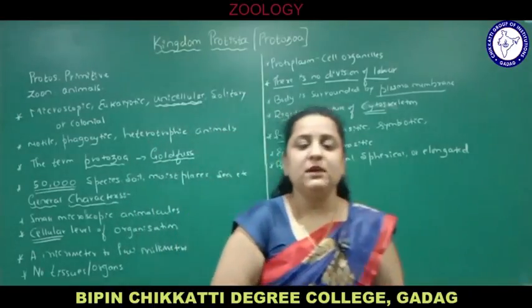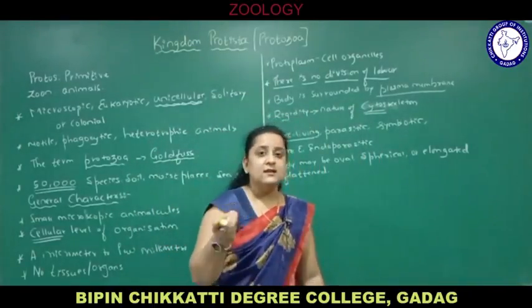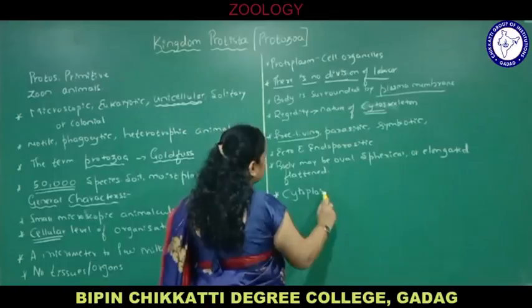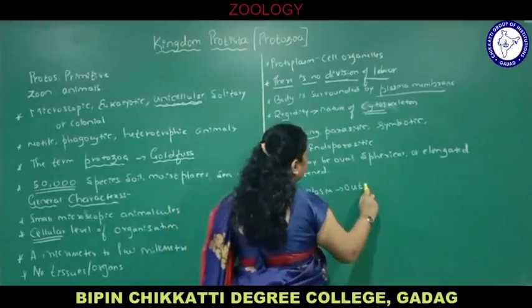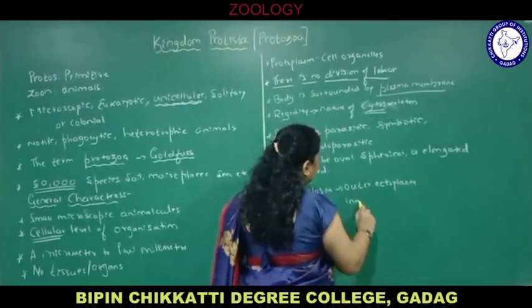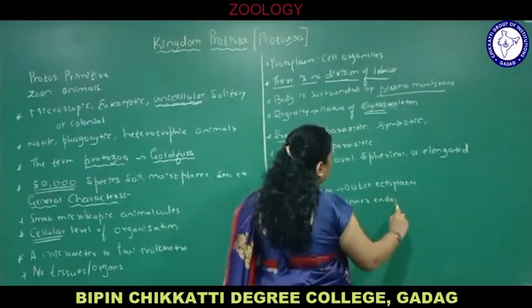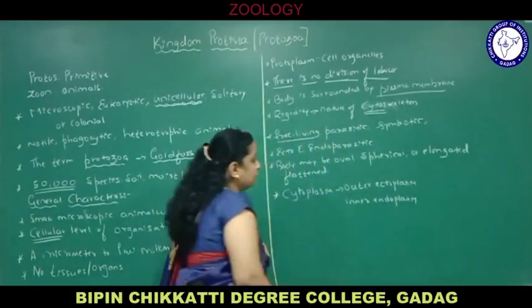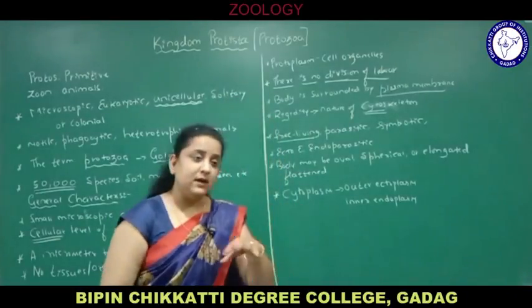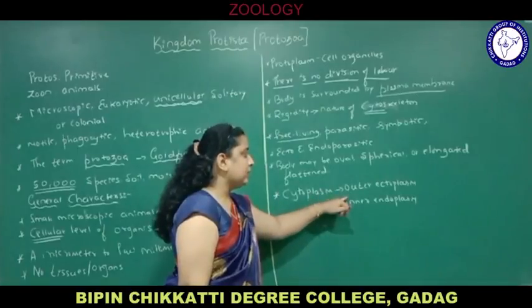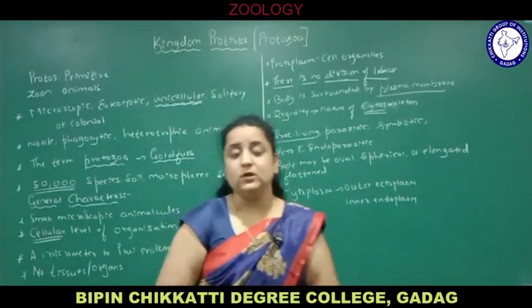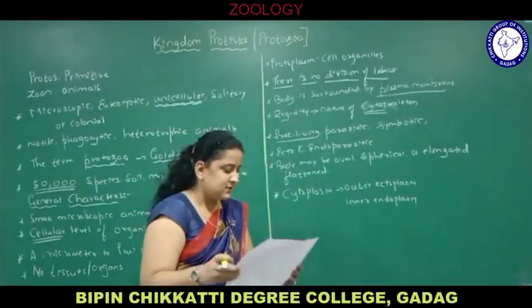As you know, there are three main parts of a cell: membrane, nucleus, and cytoplasm. Cytoplasm is divided into outer ectoplasm and inner endoplasm. Cytoplasm is the most important part of the cell because it has all the organelles embedded in it. The inner endoplasm has various organelles like the nucleus and Golgi bodies. So many characteristics are there.